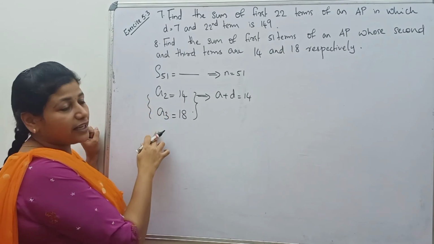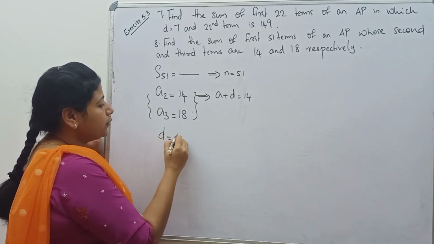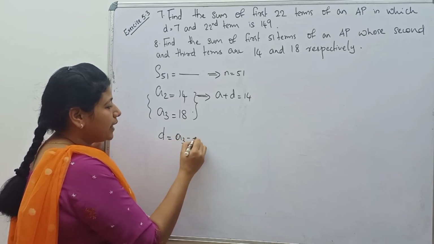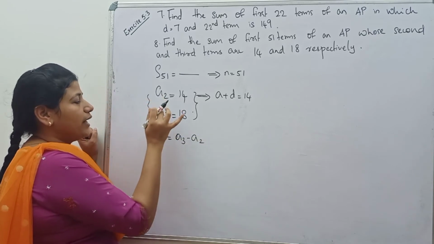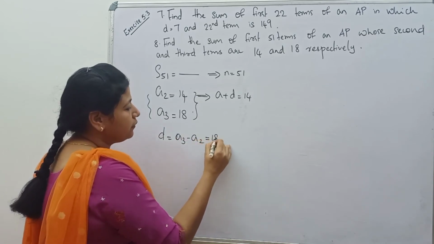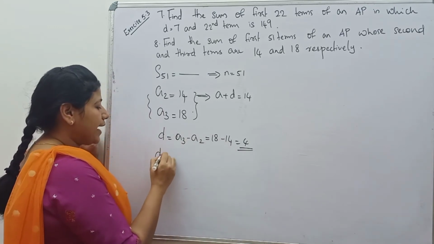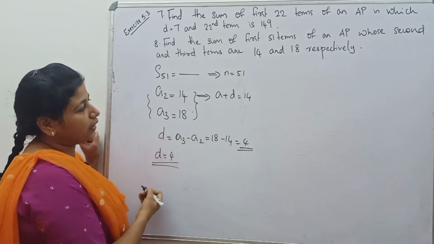Since a2 and a3 are consecutive terms, അടുത്തടുത്ത terms അല്ലേ, so we can find d equal to a3 minus a2. a3 നിന്ന് a2 മൈനസ് ചെയ്ത് നമുക്ക് കിട്ടാൻ പോകുന്ന കോമൺ ഡിഫറൻസ് ആണെന്നറിയാം. So we can find 18 minus 14 which is equal to d. d as 4. So d നമുക്ക് 4 ആണെന്ന് കിട്ടി.